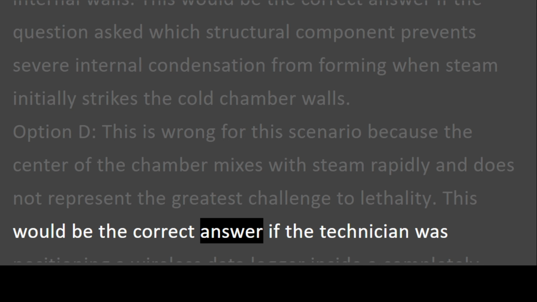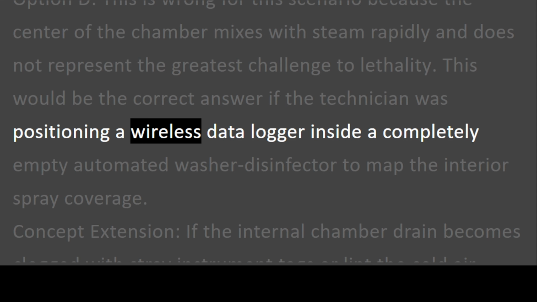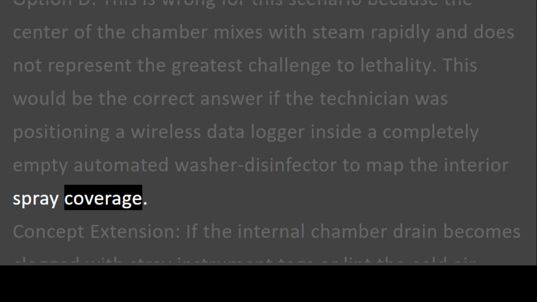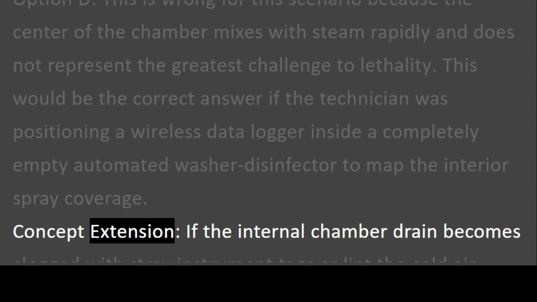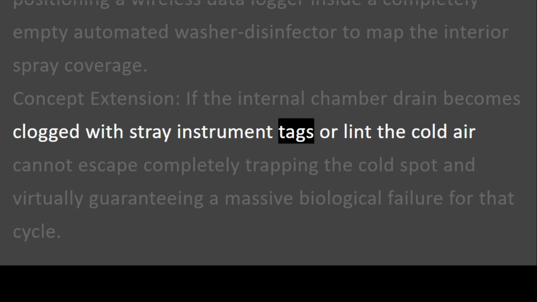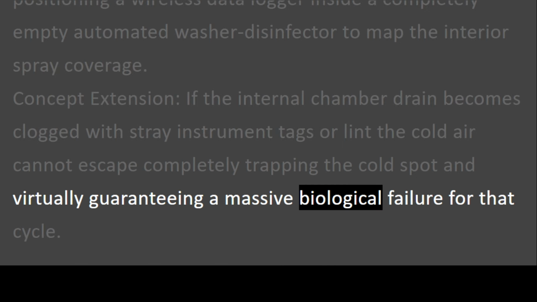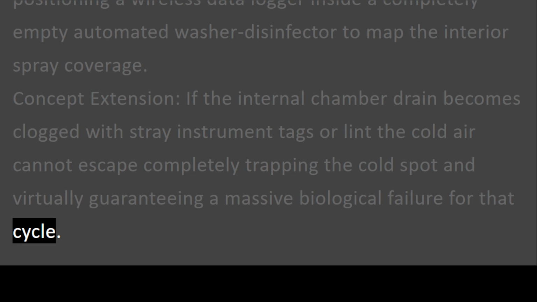This would be the correct answer if the technician was positioning a wireless data logger inside a completely empty automated washer disinfector to map the interior spray coverage. Concept extension. If the internal chamber drain becomes clogged with stray instrument tags or lint, the cold air cannot escape, completely trapping the cold spot and virtually guaranteeing a massive biological failure for that cycle.